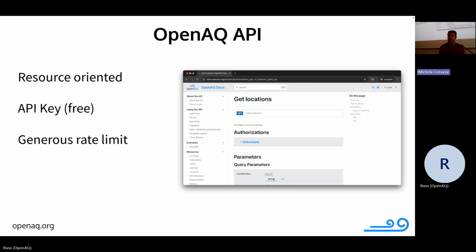It does require an API key, but it is a free API key, and we do provide a very generous rate limit, I think, to allow open access to this platform. What we found though is the API is very much good for software engineers, software developers, but a lot of folks, even those that maybe have some software skills, this is still a bridge too far for them to be able to easily access data.